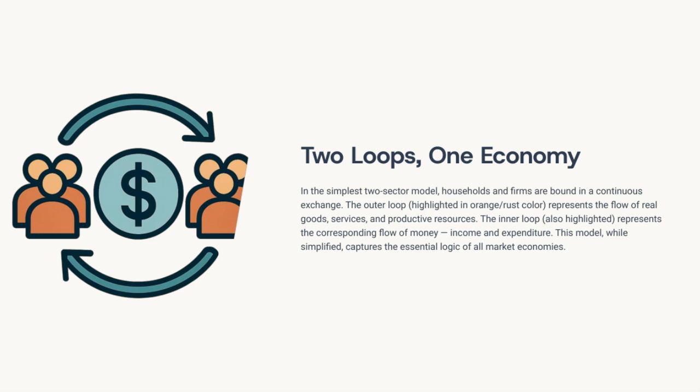Inside that, there's a second loop, also highlighted, that depicts the flow of money. This is the income households earn and the expenditures they make when buying goods and services, and it moves in tandem with the real flow. What's important here is that, even though this model is simplified, it captures the essential logic of all market economies, the continuous interaction between the real economy and the monetary flow. These two loops are interconnected and keep the economy moving. This concept is fundamental as we explore broader economic dynamics and policies.